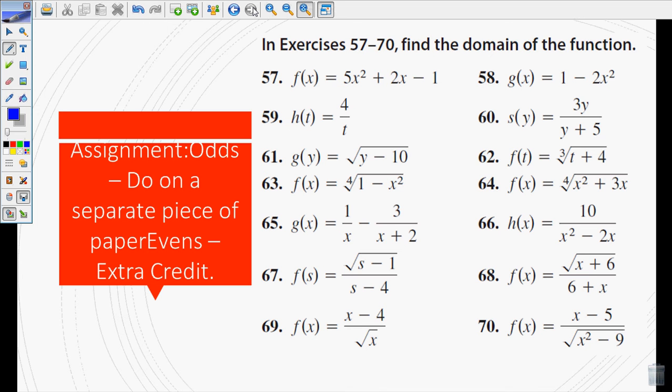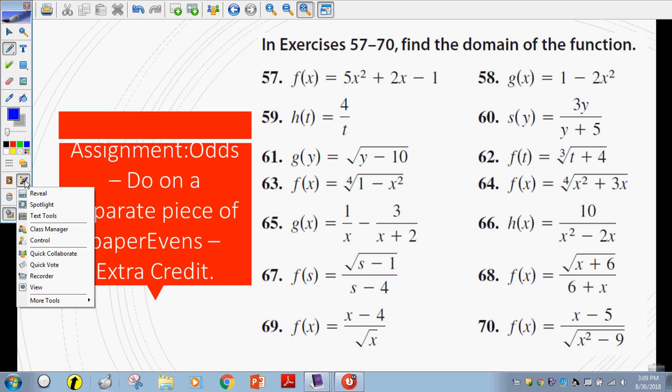Yes. All right. So odds are your assignment. Evens are extra credit. Got it? Odds are your assignment. Evens are extra credit. If you're on the Remind, I also will be sending it that way, so you can have a backup. And I'm like, I didn't get it, miss. So you can either get it done tonight or do it. I'm really grateful. I like that.